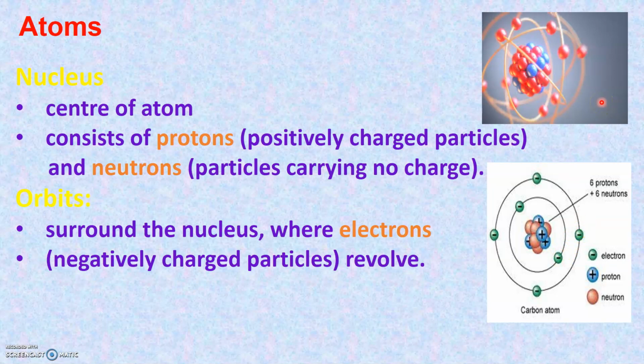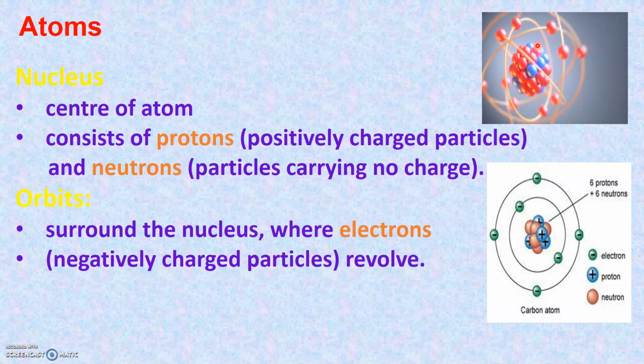You can see a three-dimensional representation of an atom here. This represents the nucleus, which comprises protons and neutrons. Protons are positively charged particles and neutrons are particles which do not carry any charge. And these are imaginary paths, otherwise called orbits, through which the electrons will revolve around. These red colored balls present in the orbit represent electrons. They are negatively charged particles.